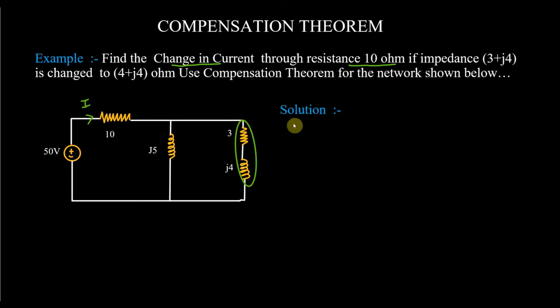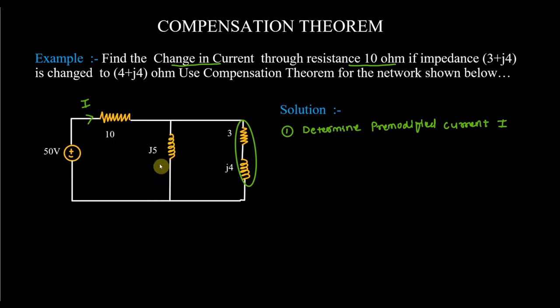I have told you in the last lecture. So what is the first step? The first step is that we have to find this current I, which I have named the pre-modified current. So the first step is to determine the pre-modified current I, and I have told you that I always use the mesh analysis.